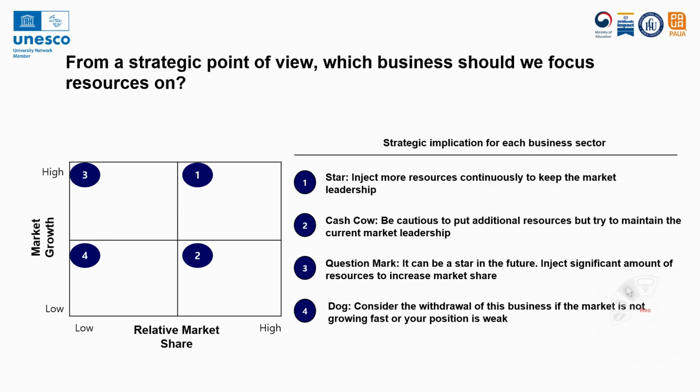Okay. From a strategic point of view, which business do you think you put more resources on? Out of the 4 business sectors, is it a star, a cash cow, a question mark, or a dog? The star sector is where the market grows fast and our company's position is strong, right?